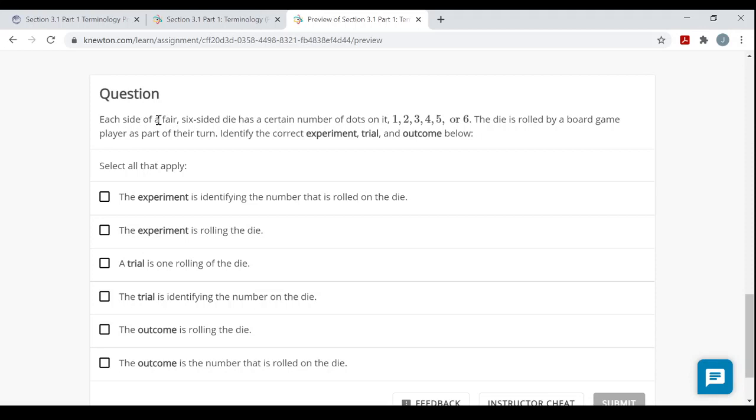So each side of a fair six-sided die has a certain number of dots on it: 1, 2, 3, 4, 5, or 6. The die is rolled by a board game player as part of their turn. Identify the correct experiment, trial, and outcome below. So you're selecting multiple things here. The first two relate to the experiment, the second two relate to the trial, and the third two relate to outcomes. All right. So I would say the experiment here, what's being done by the player, is just the rolling of the die.